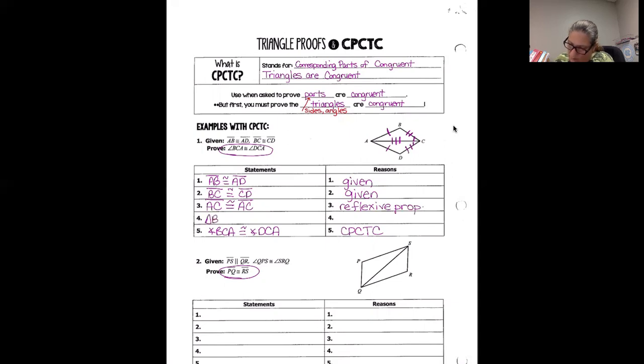Triangle, let's do triangle ABC is congruent to triangle ADC by side, side, side. So if these triangles are congruent, then these angles are congruent because corresponding parts of congruent triangles are congruent.